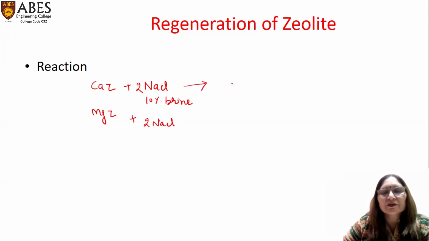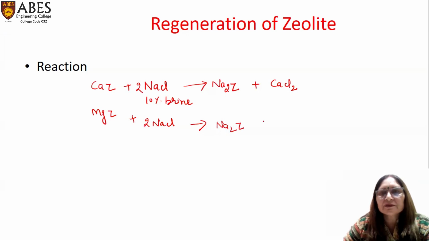Exhausted calcium zeolite reacts with the brine solution and generates Na2Z and calcium chloride. Similarly, exhausted magnesium zeolite reacts with brine solution and again regenerates the sodium zeolite, with removal of magnesium chloride. This calcium chloride and magnesium chloride we can again use for washing. This is the regenerated zeolite.